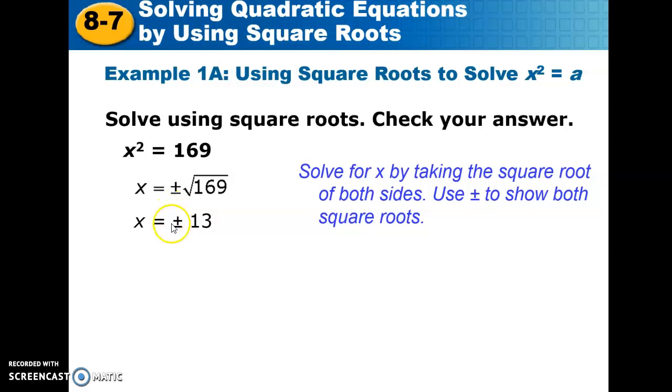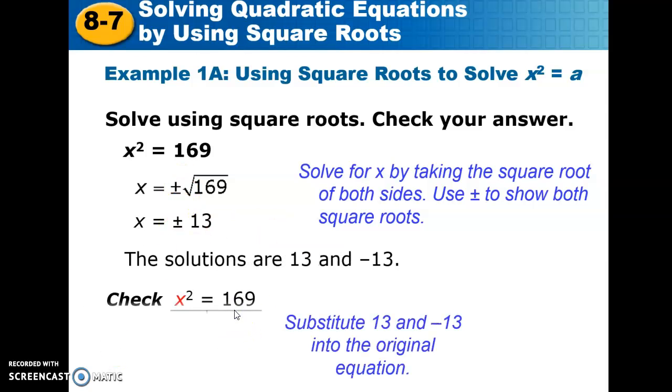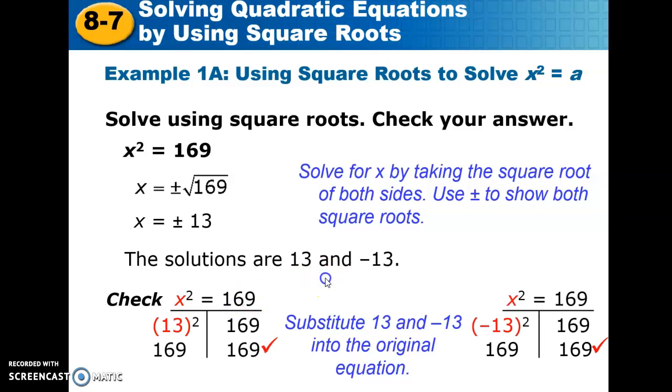You really have to have this plus or minus there, because if you don't, the answer is wrong. The answer could be 13 or it could be negative 13. Think about it: 13 times 13 is 169, and so is negative 13 times negative 13. We can substitute, which is what I just did verbally, and we're good to go.